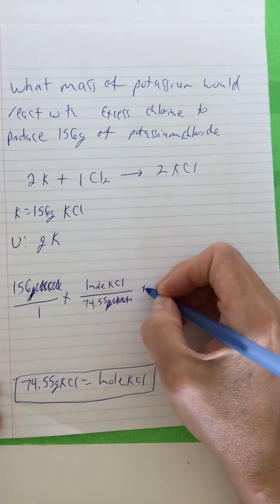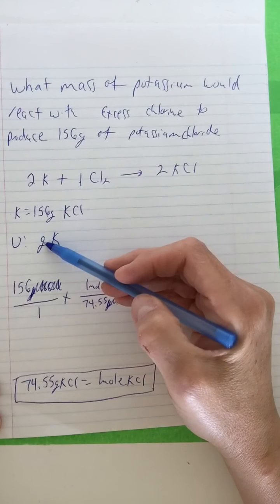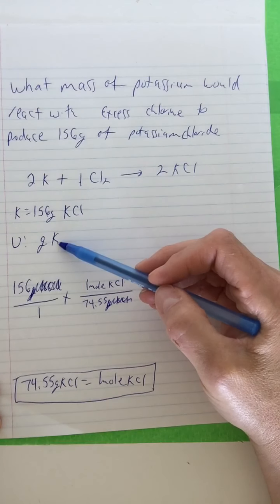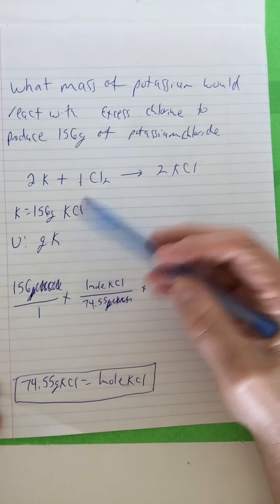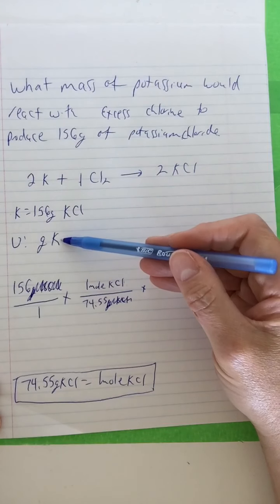Well, that's not what my unknown was. My unknown is grams of potassium. So how do I get from potassium chloride to potassium?